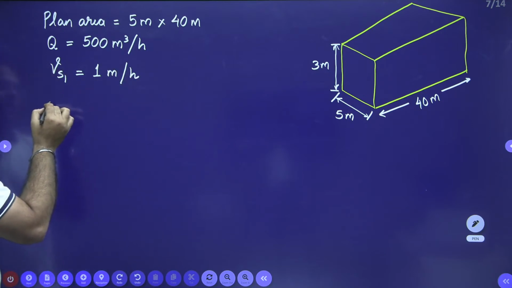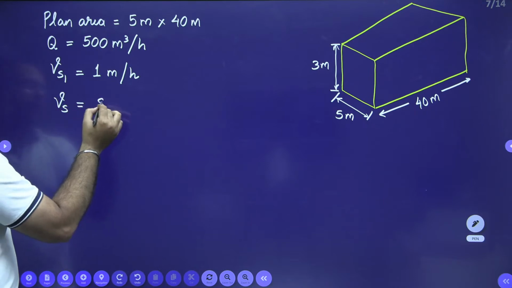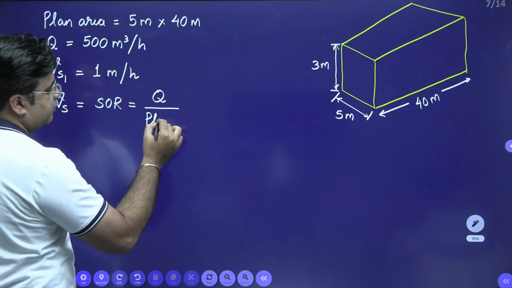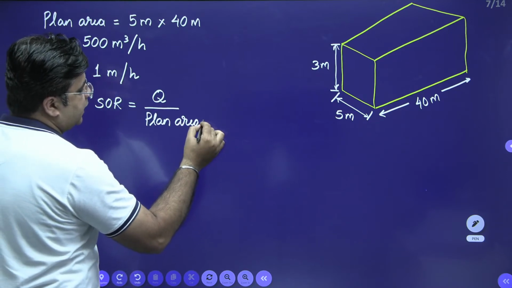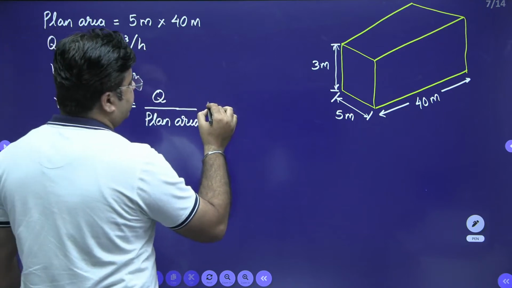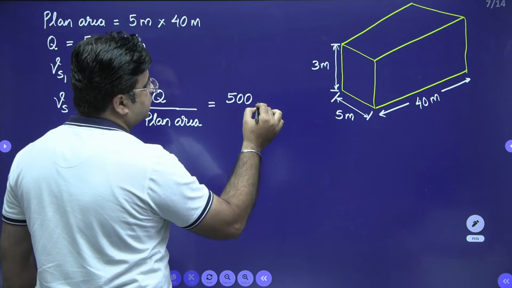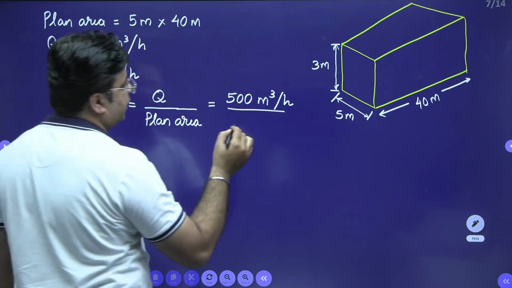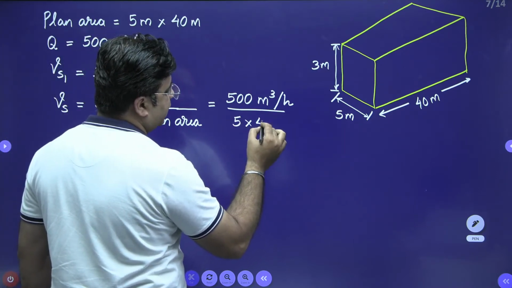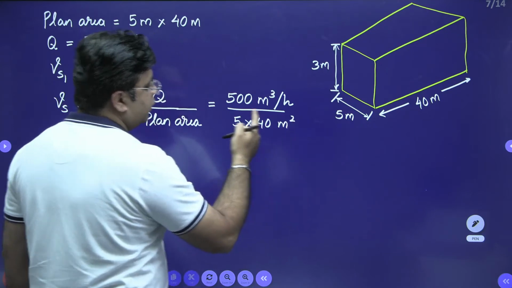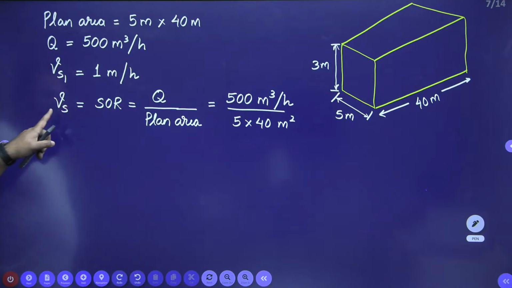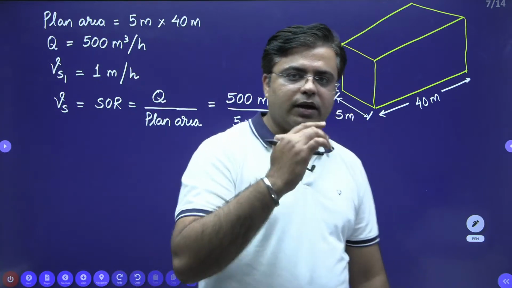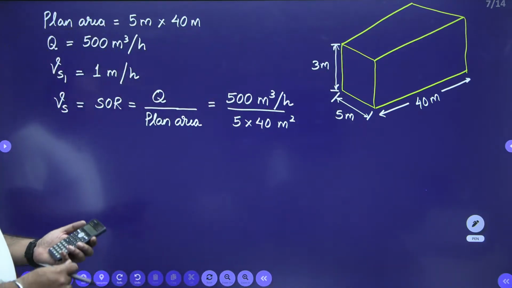So first of all, calculate Vs. Vs is the surface overflow rate, which is equal to discharge divided by plan area. Discharge is 500 meter cube per hour, and plan area is 5 into 40, in meter square. So whatever surface overflow rate or settling velocity of the concerned size of particle you calculate will be in meter per hour. Just quickly do this calculation. This is 500 divided by 200.